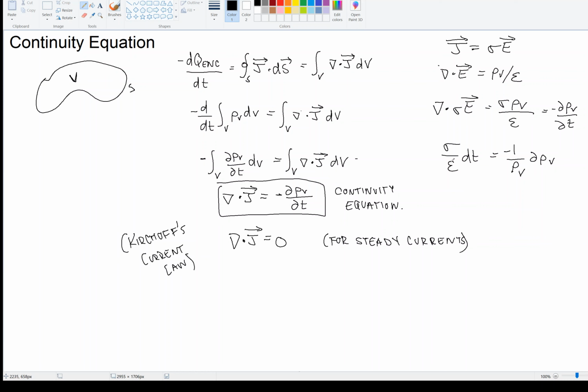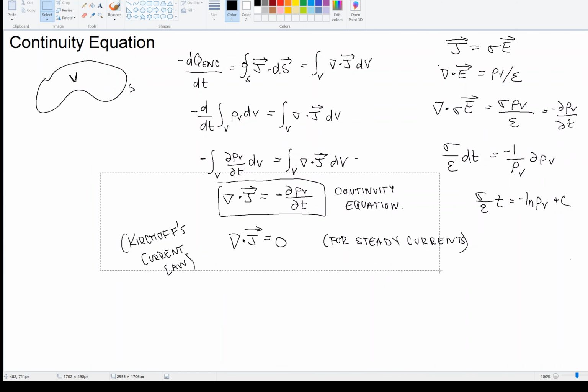So on the left, there are no t's hanging around, so that's just a constant, and I get sigma over epsilon times t. And then on the right, 1 over rho V, d rho V, that gives me a natural log of rho V. And I've got the negative there. So this is negative natural log of rho V plus a constant of integration.